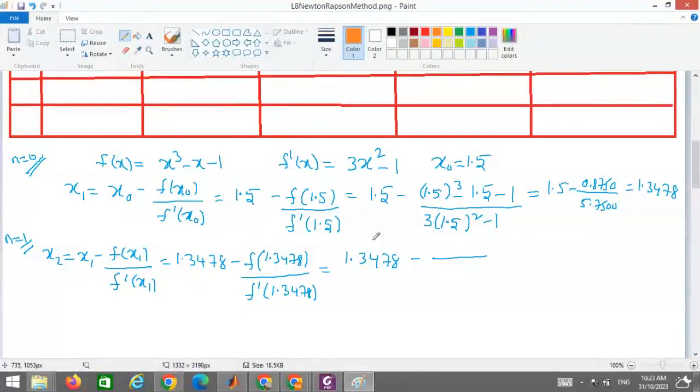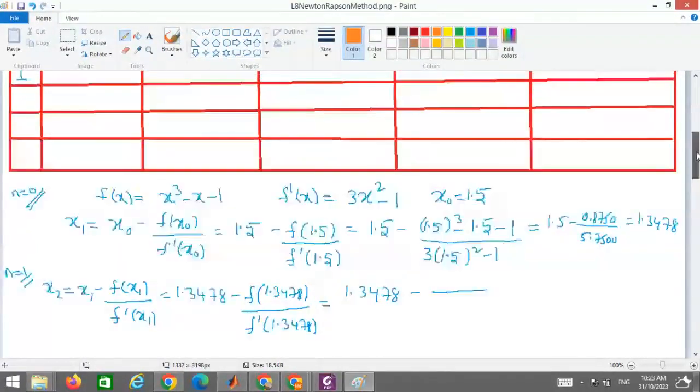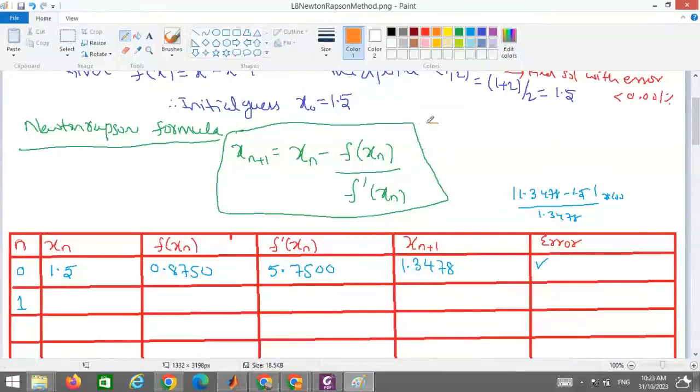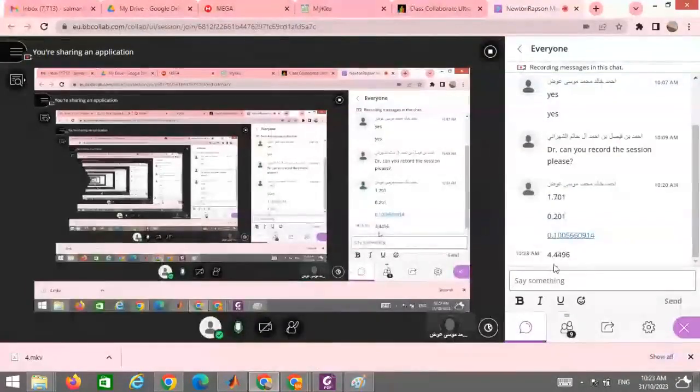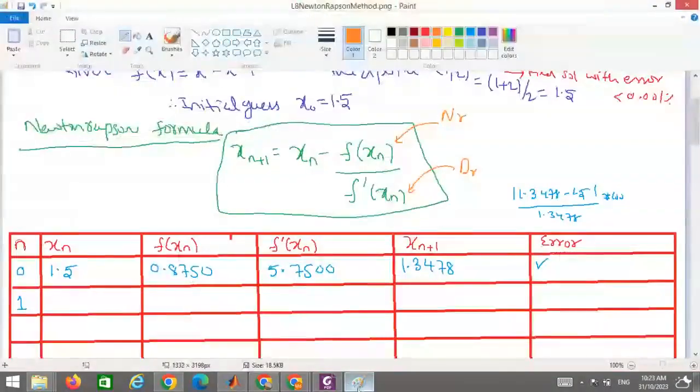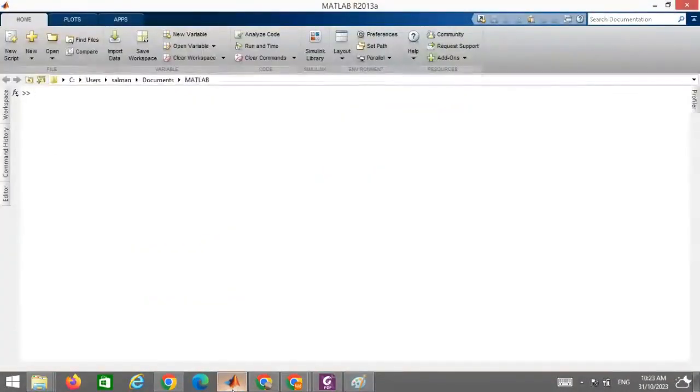This is your numerator, and this is your denominator. You take numerator by denominator and you will get the answer. Some of us are giving answers. Let us check what Ahmed Khalid has given and what we calculated, and whether there is any discrepancy or not. Let's go to MATLAB now.